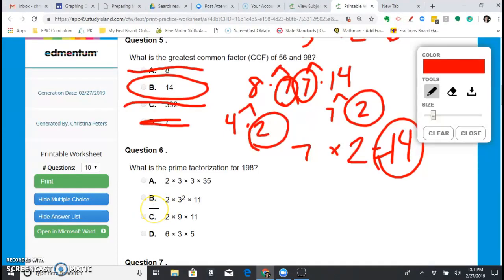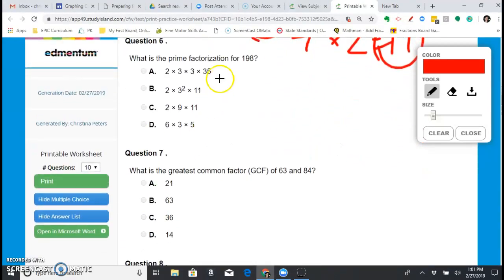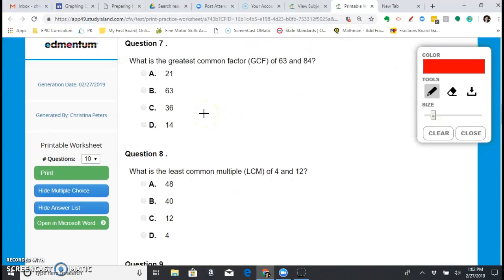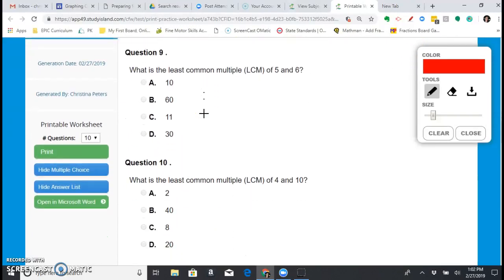Number 6, again, just multiply them and see if you get 198. 2 times 3 times 3 times 35. That's 630. Let's try D. 6 times 3 times 5. That's 90. 2 times 9 times 11 is 198. No clue what prime factorization is, but I can use my answers. That's the skills I want you to leave from these videos.